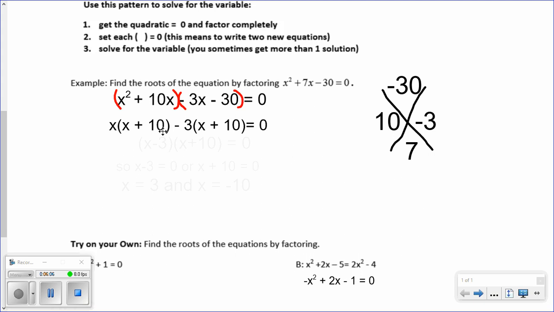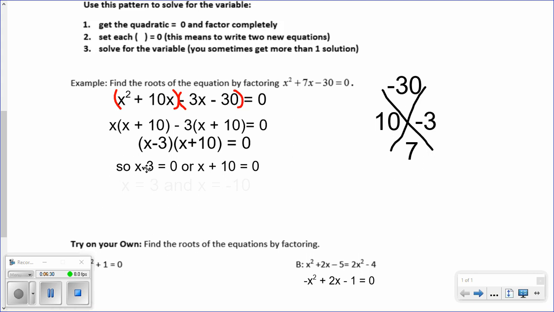Cool. So because I have the same binomial here, that's one of my factors. The other one is the stuff I pulled out, the x minus 3. So x minus 3 times x plus 10 equals 0. So that's my factored form. Now I'm going to set each factor equal to 0. So x minus 3 equals 0, or x plus 10 equals 0. I don't really care if you use or, and, whatever. Both of them will be your solutions.